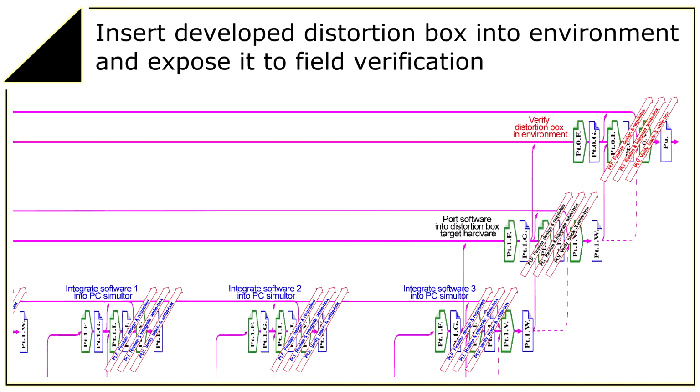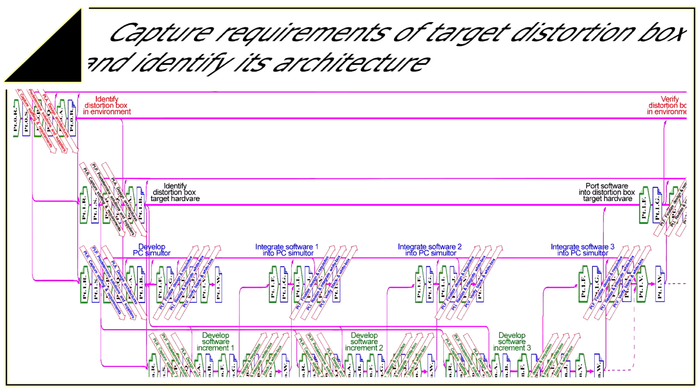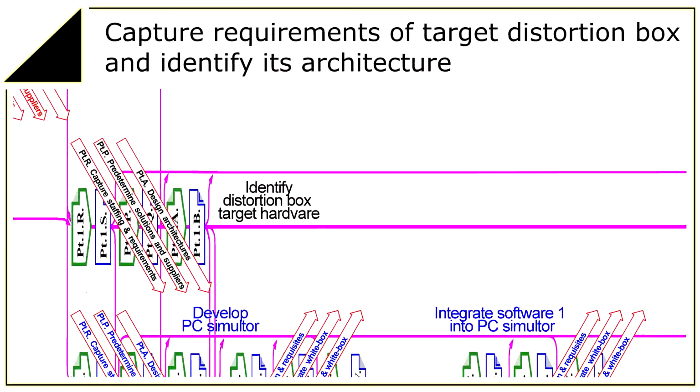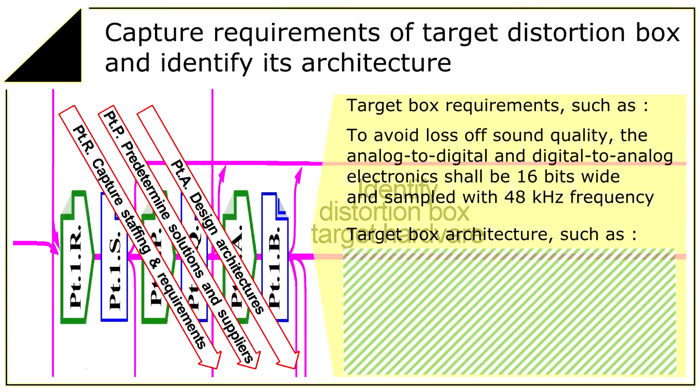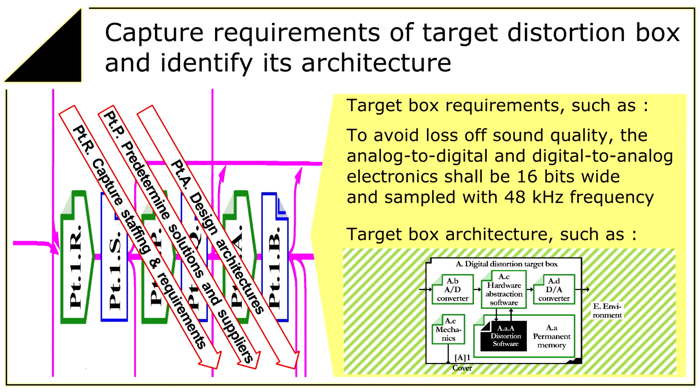Now, let's move down to the left leg of the target box level. Here is now capture of requirements for the box. Solution proposals are made and an architecture is defined for the target distortion box. In the figure there is one target box requirement shown together with an architecture for the target box.